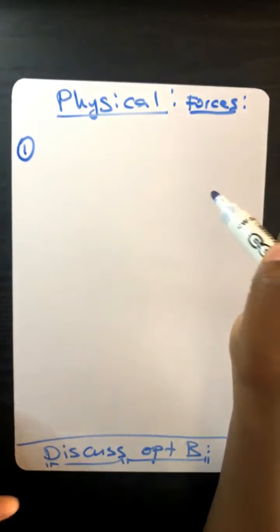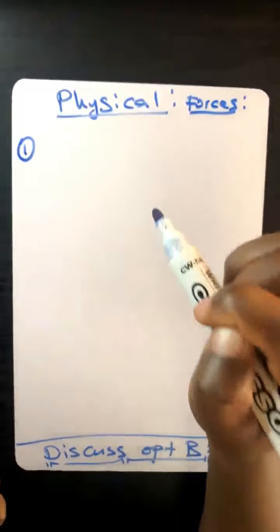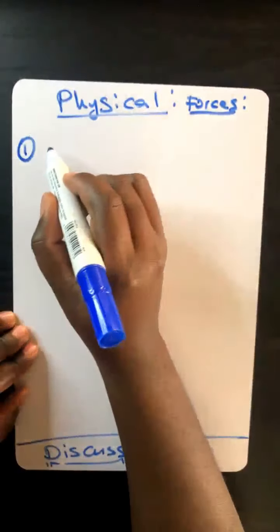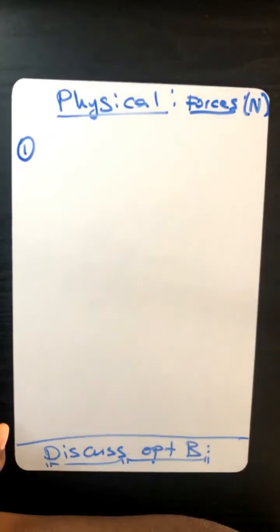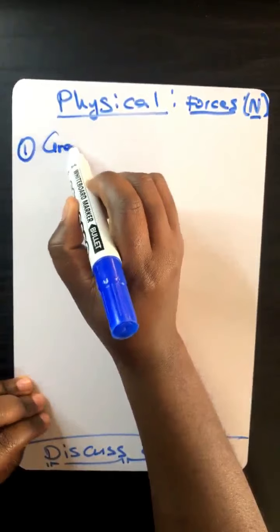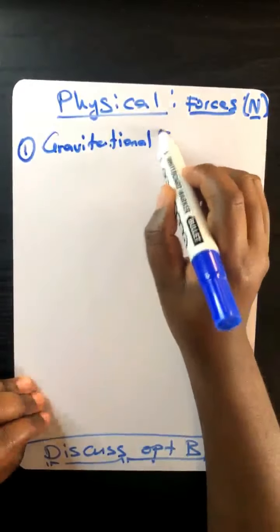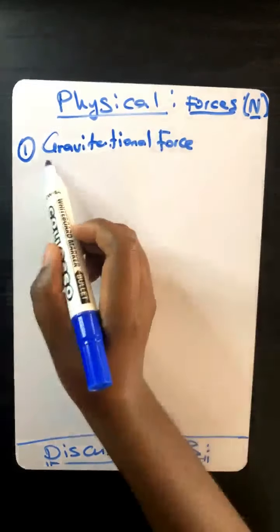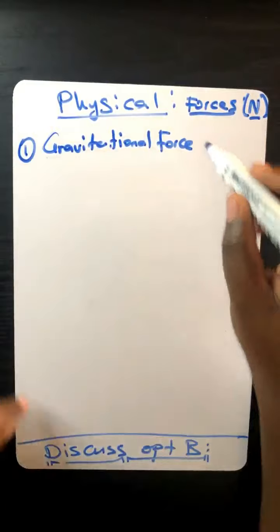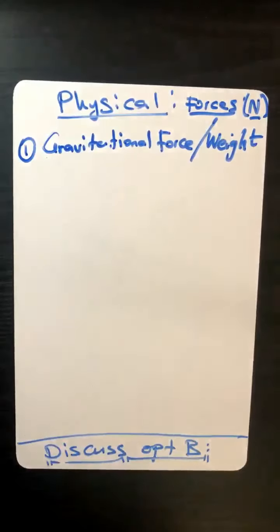So in physical sciences, obviously, we've got forces. So we've got different types of forces. Let's firstly talk about the first type of force. Remember, the moment we talk about a force, then we talk about something which has got a unit of Newton. The first type, we can talk about gravitational force. If you are tired of pronouncing that very long word, you can just say weight.